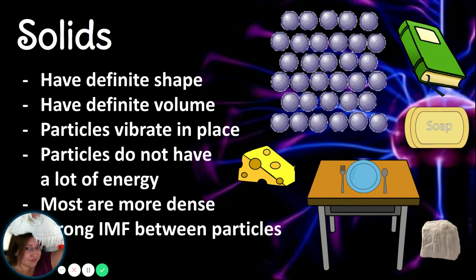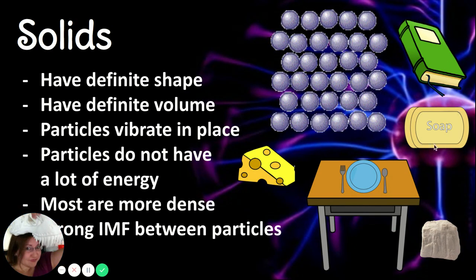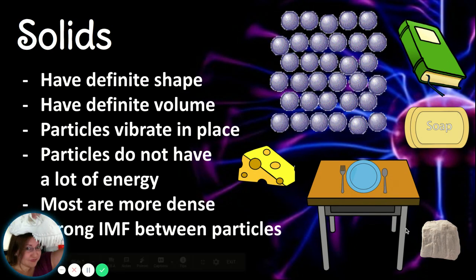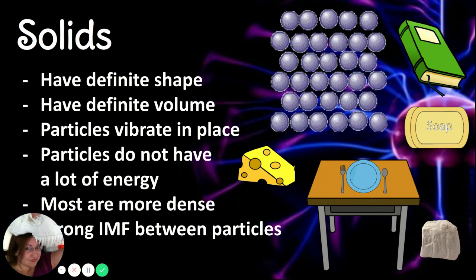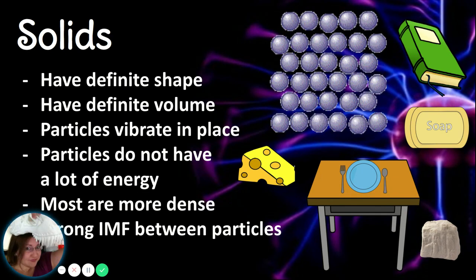So there's a lot of different types of solids that you encounter on a daily basis. And these pictures just show you a few different images: rocks, soap, books, tables. Just about everything that we encounter on a daily basis is going to be a solid.